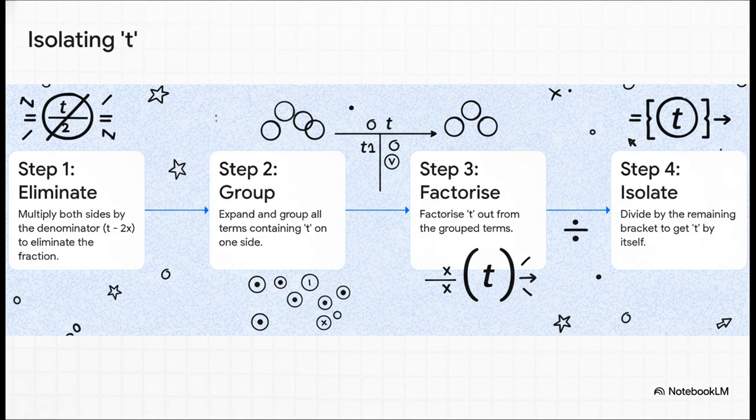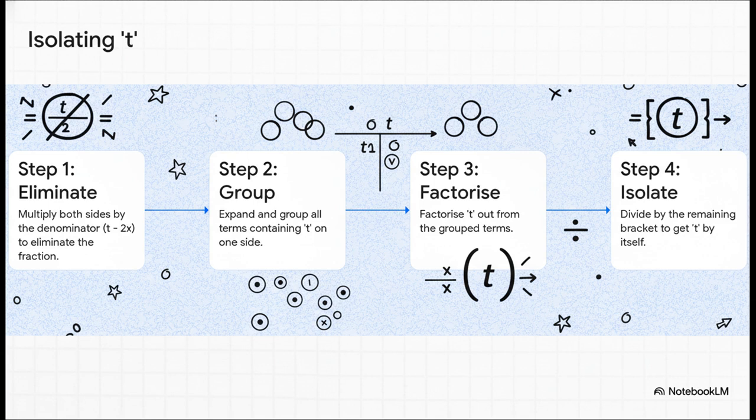Well, we've got a foolproof four-step plan. Step 1. We got to get rid of that fraction. It's the biggest hurdle. We do that by multiplying both sides by the whole denominator. Easy enough. Step 2. We expand all the brackets and start sorting. We herd all the terms that have a T over to one side, and everything else gets pushed to the other.